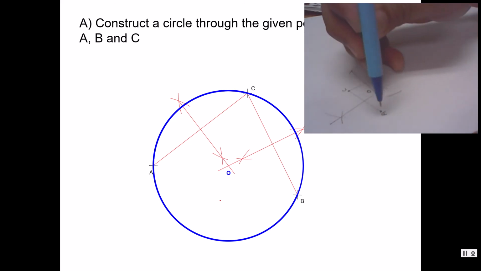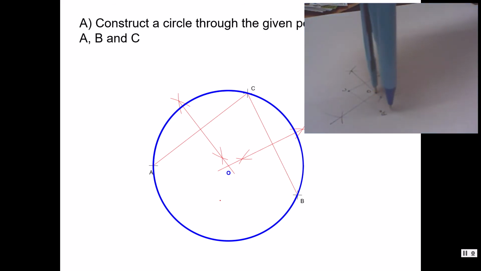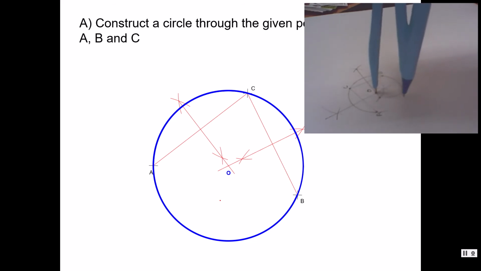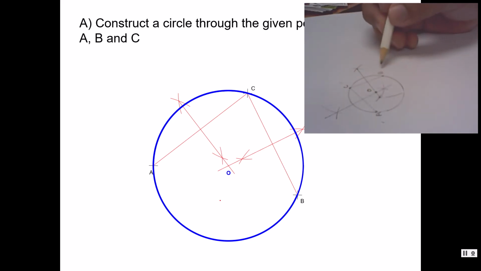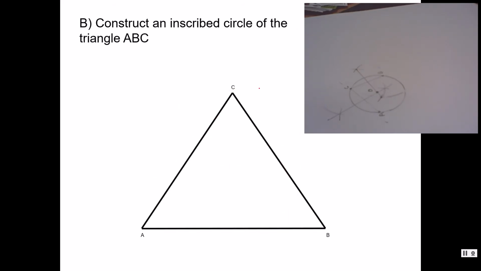So from point O, we go to point A like this, and we just draw a circle, and the circle will definitely touch all the points A, B, and C. Okay, so now we move to the next activity. In activity 3, construct an inscribed circle of the triangle. So we want to draw a circle that's going to touch these three sides of the triangle.